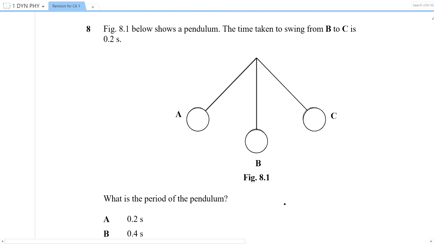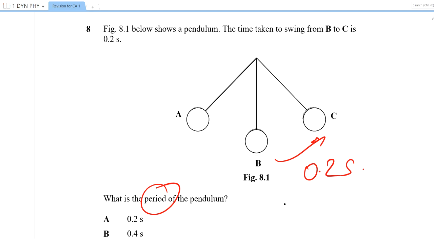Question 8, this is a pendulum. From B to C, it took 0.2 seconds. Does anybody need me to go through this question? If yes, please raise your hand. Okay, so from B to C, it took 0.2 seconds, right? What is the period? What exactly is the period? It is the time taken for one oscillation. What is one complete oscillation then?